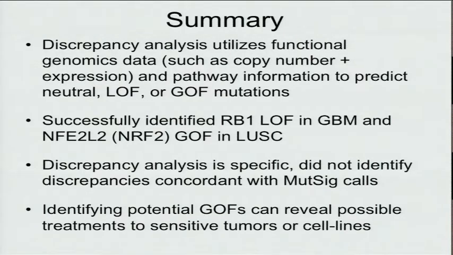So in order to summarize my method, I've shown that discrepancy analysis can differentiate between gain of function and loss of function mutations using pathway information, and I've also shown that this works in the case of RB1 and GBM and NRF2 and lung squamous, as well as showing a negative control.